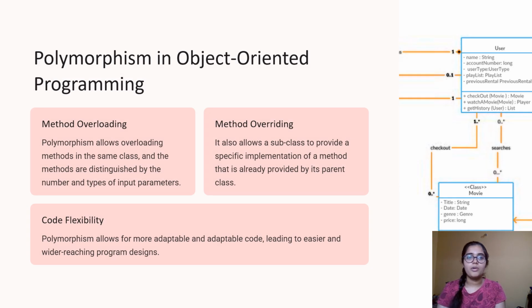Now let's learn polymorphism in object-oriented programming. First is method overloading. Polymorphism allows overloading methods in the same class, and the methods are distinguished by the number and types of input parameters. Second is method overriding. It also allows a subclass to provide a specific implementation of a method that is already provided by its parent class. Third is code flexibility. Polymorphism allows for more adaptable code, leading to easier and wider-reaching program designs.